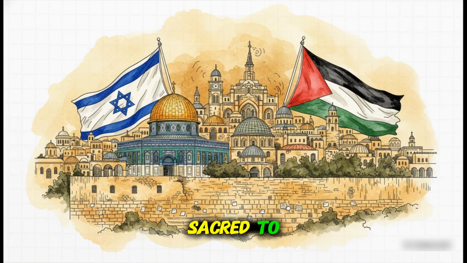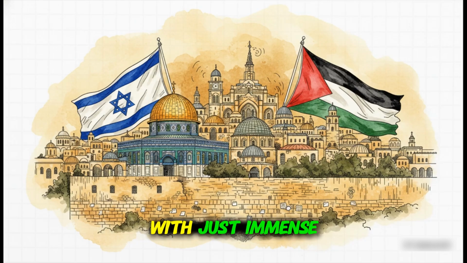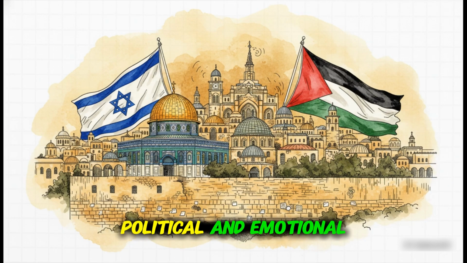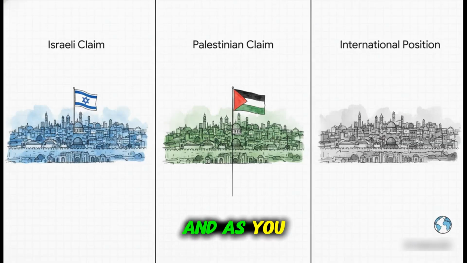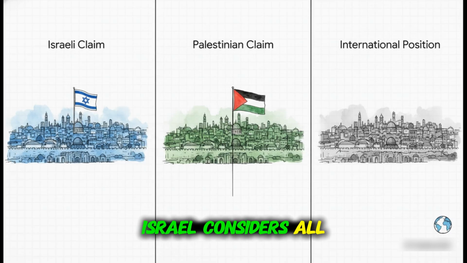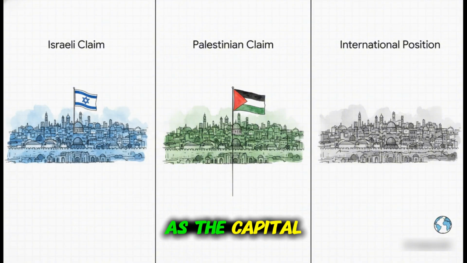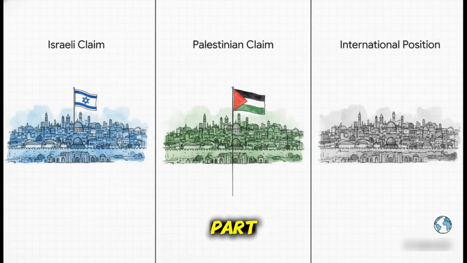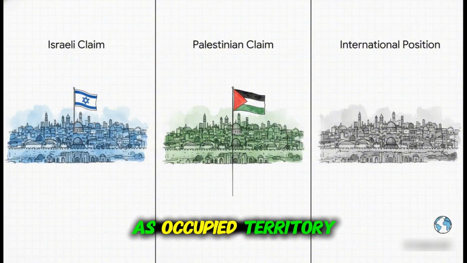The city is sacred to Judaism, Christianity, and Islam, and it's claimed as a capital by both Israelis and Palestinians. It's an issue with just immense religious, political, and emotional weight. And as you can see, the competing claims are deeply entrenched. Israel considers all of Jerusalem its complete and united capital. The Palestinians, on the other hand, want East Jerusalem, which was captured in 1967, as the capital of their future state. Meanwhile, the international consensus, for the most part, views East Jerusalem as occupied territory.